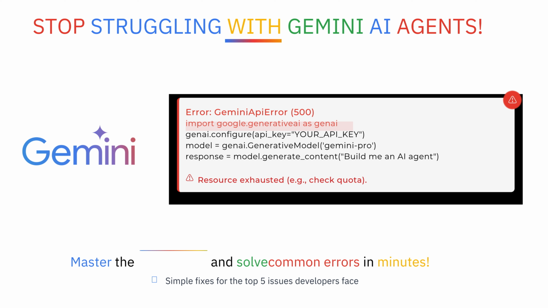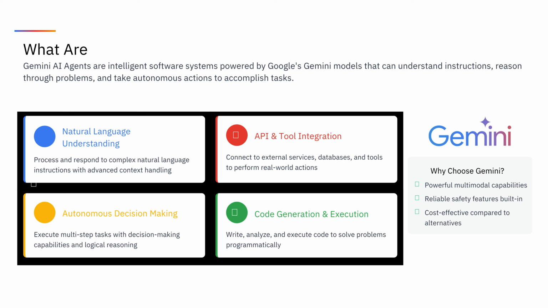Are you hitting frustrating roadblocks trying to build with Google's Gemini AI? Seeing errors like Gemini API 500 or that dreaded resource-exhausted message, stopping your amazing AI agent ideas dead in their tracks? You're not alone. Many developers get stuck on common issues. But what if you could solve them in minutes?